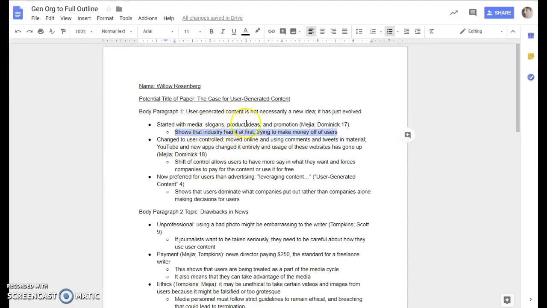What does this show the reader? Well, it shows that the industry had user-generated content first, and they were trying to make money off of users. So then, that's how it began. It changed to user-controlled. Well, how did it do it? This is what I originally had. I added all of this information.